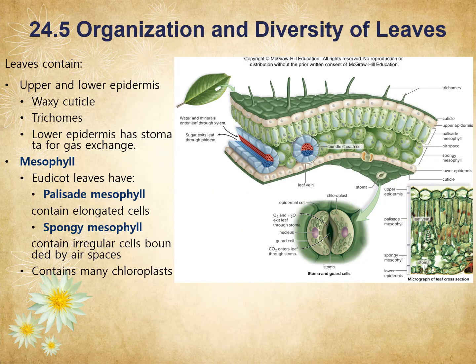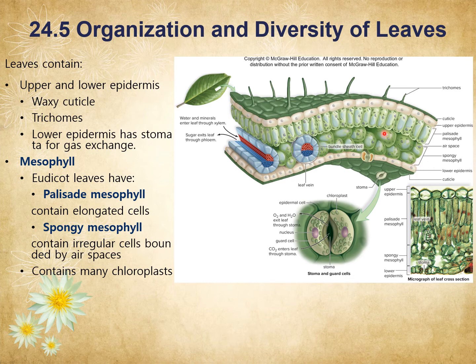Okay, so we go on into the final subtopic, which is the organization and diversity of leaves. Leaves are the part of a plant that generally carries on the majority of photosynthesis, which is a process that requires water, carbon dioxide, and sunlight. So leaves receive water from the root system by way of the stem.